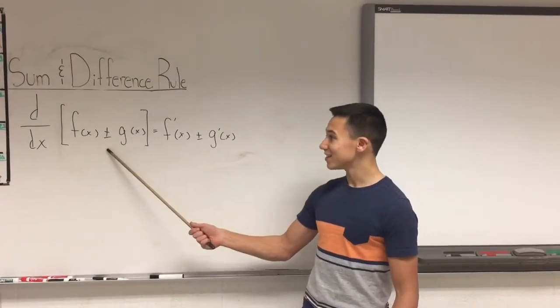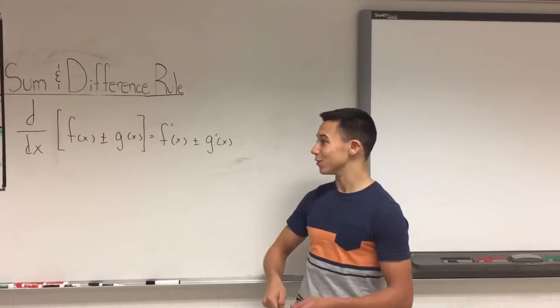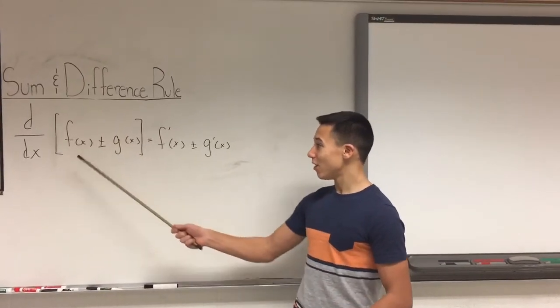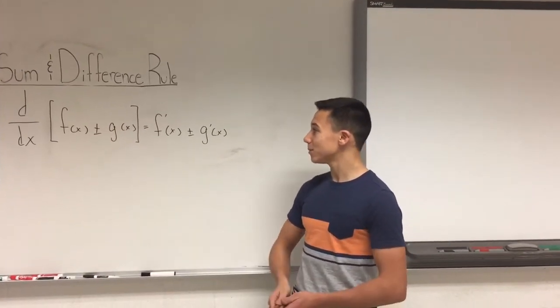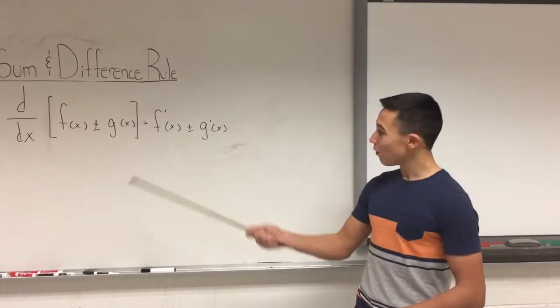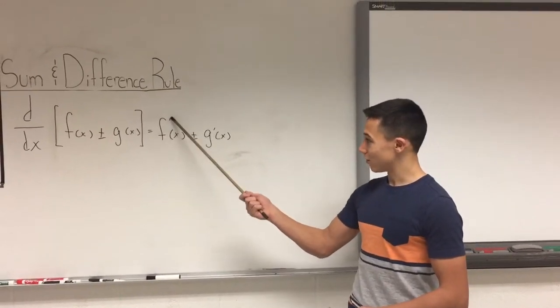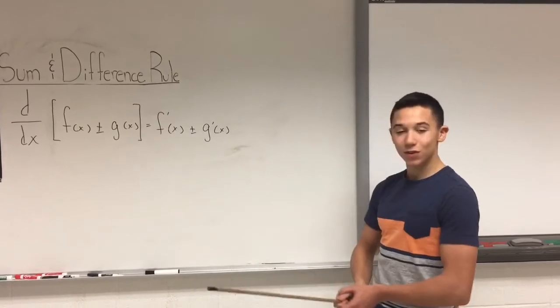When you have something like this, it's called sum and difference rule. So you have two functions that you're either adding or subtracting, and it's quite simple. All you have to do is just find the derivative of one and find the derivative of the other, and add or subtract them.